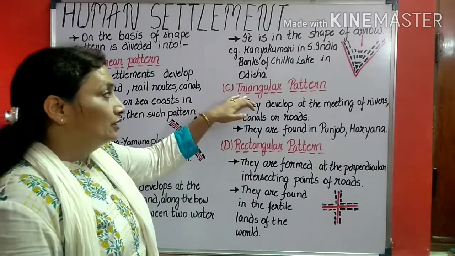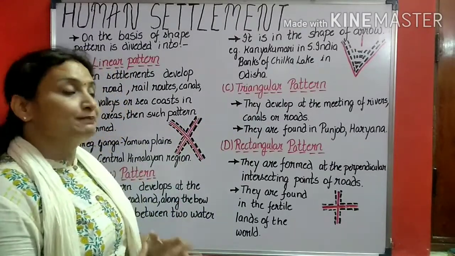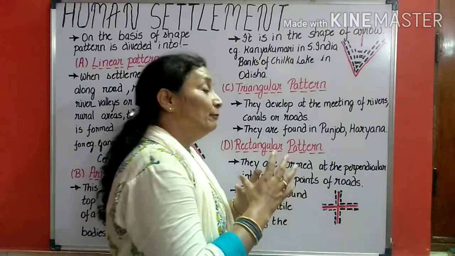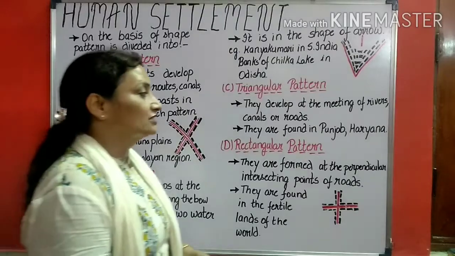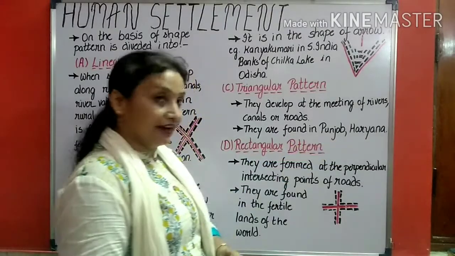Next comes the triangular pattern. These patterns are developed at the meeting of rivers, canals or roads. Such types of patterns are found in Punjab and Haryana.